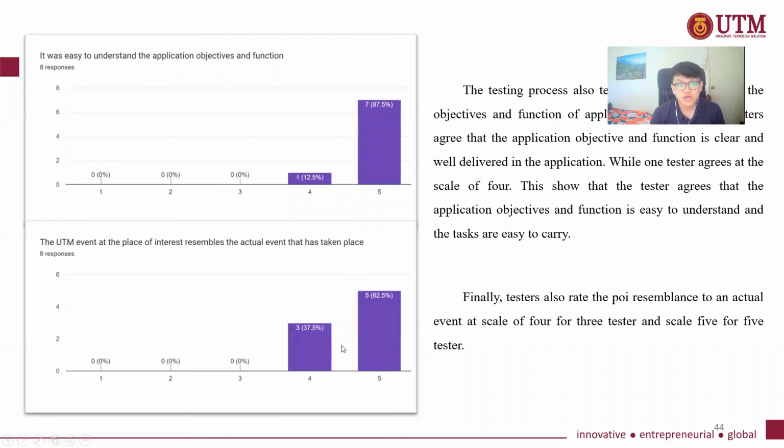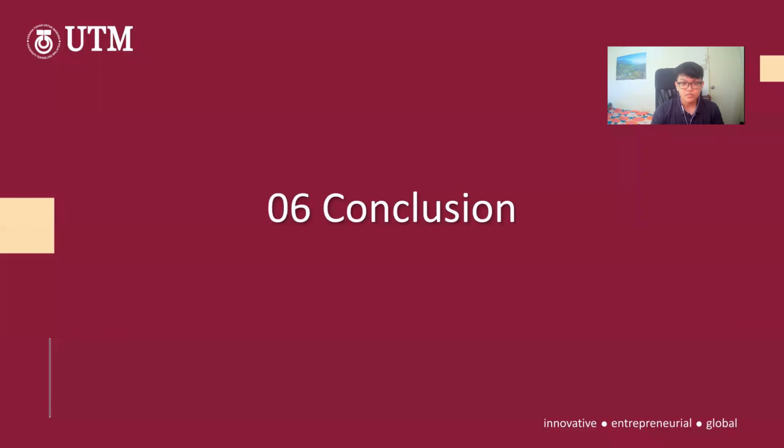And then, it was easy to understand the application's objective and function. 7 of the testers answered 5 and 1 answered 4. And the last one: the UTM event at the place of interest resembles the actual event that has taken place. 5 of the testers answered 5 to this question, and 3 answered 4, which means that the application delivers the UTM event AR with positive resemblance.